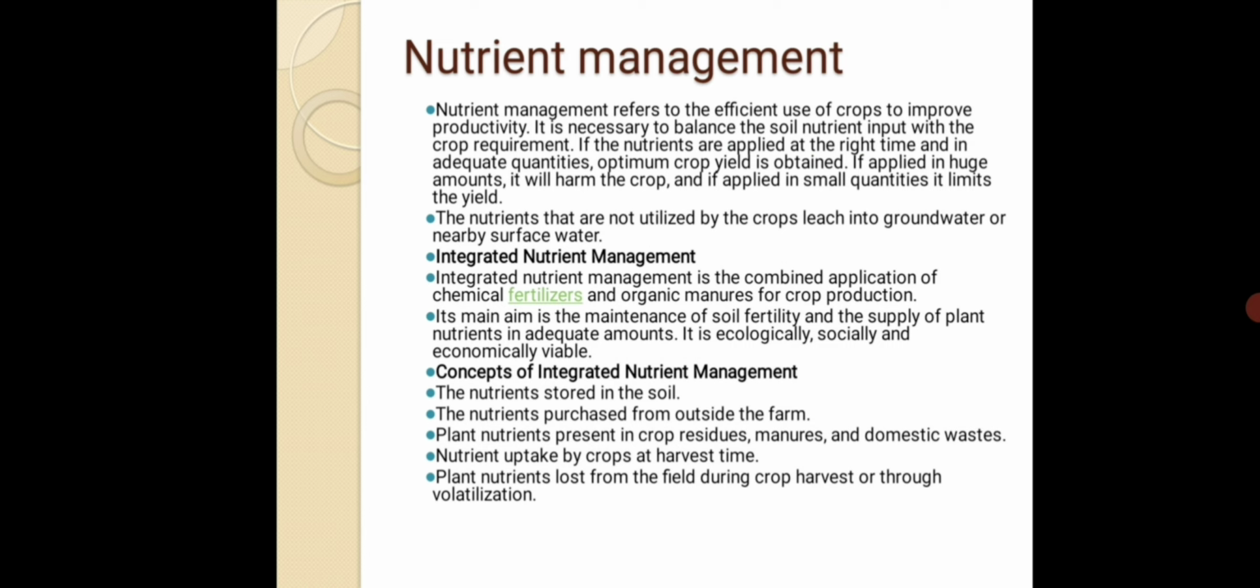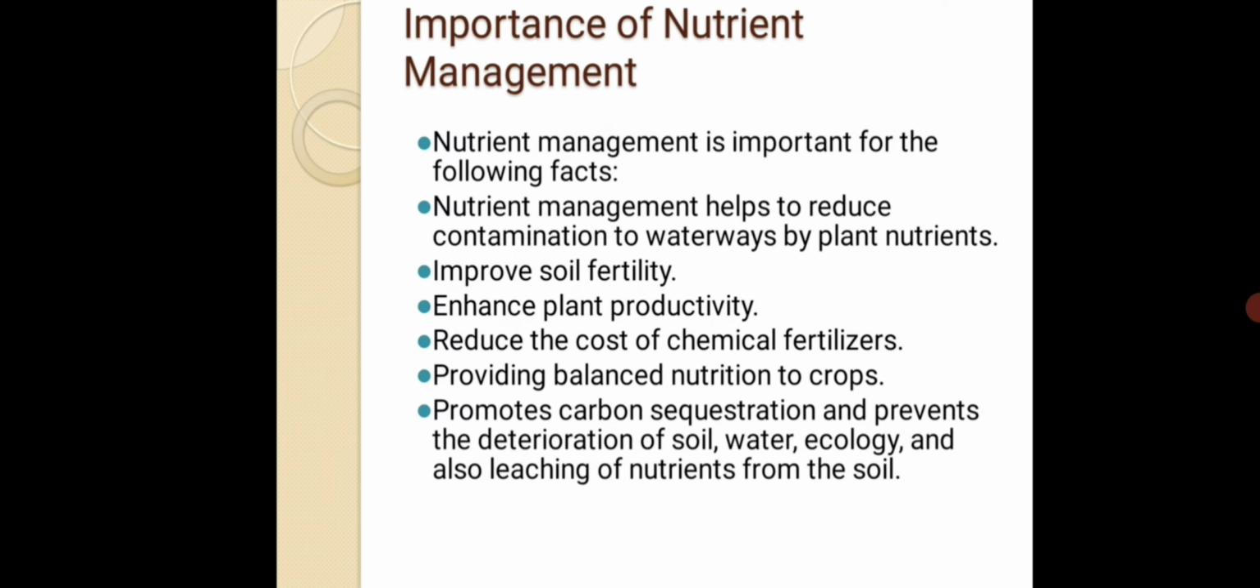The components of integrated nutrient management are nutrients stored in the soil, nutrients purchased from the farm, and nutrients purchased from fertilizer shops. Plant nutrients lost from the field during crop harvest also come under components of nutrients. Importance of nutrient management: it is important for plant growth, helps to reduce the contamination of water, improves soil fertility, enhances plant productivity, and reduces negative effects on the plants.